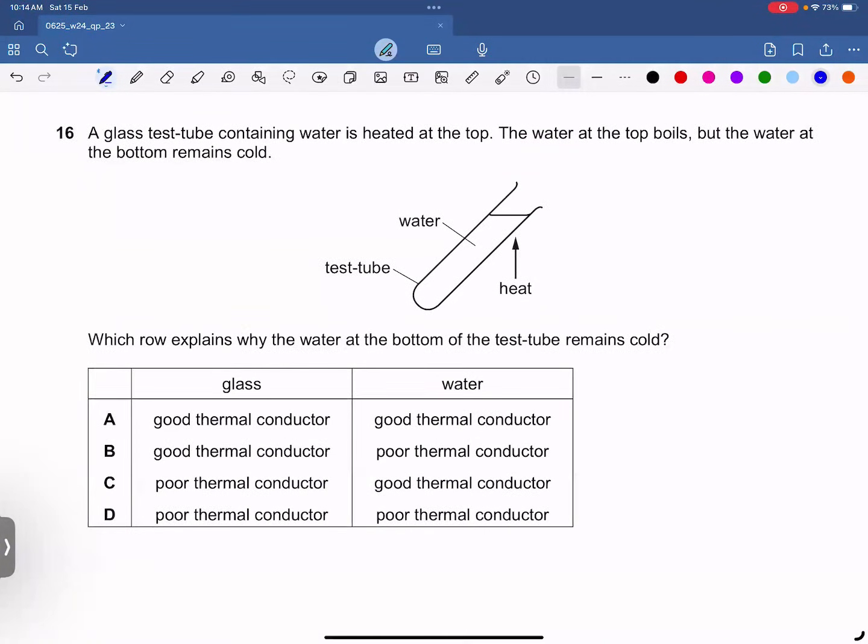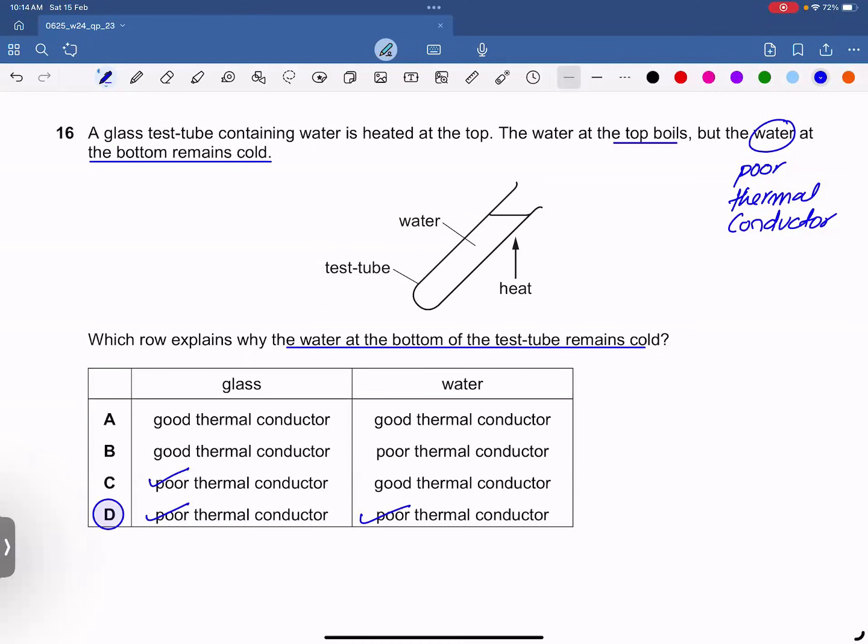A glass tube containing water is heated at the top. Water at the top boils, but water remains cold at the bottom. Why? Because water is a poor thermal conductor. That's why conduction doesn't take place in water. Which row tells you the information about water as well as the glass? So glass is a poor thermal conductor. Water is also a poor thermal conductor. The option is D. Proceed to question number 17.